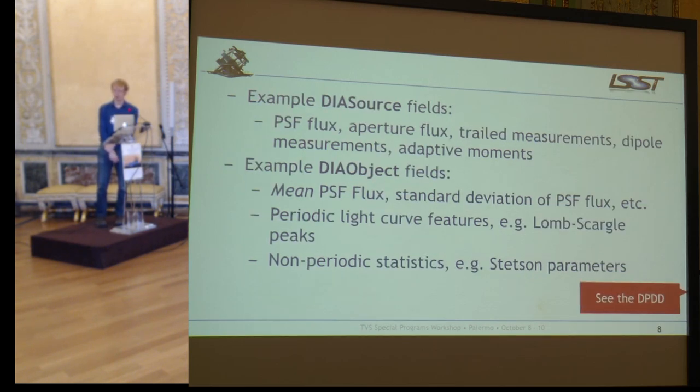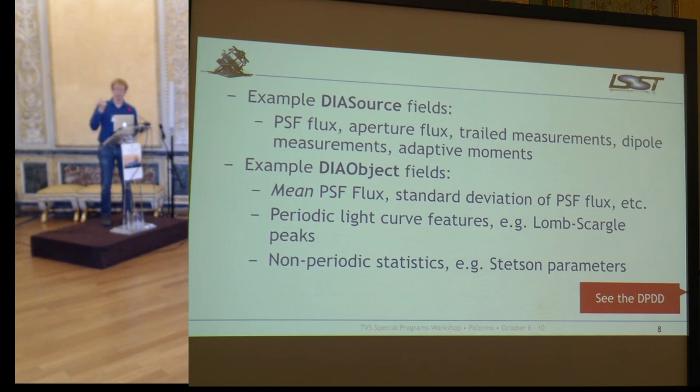So just to make this a little more concrete, some examples of the DIA source fields. This is a list that's just fully pulled from the data products definition document. We measure PSF flux, we measure aperture flux. We do trailed measurements. If the source is a solar system object, it's likely going to be moving, and if it's moving fast enough, then it will produce a little streak in the image. So we have code that will measure those trails.